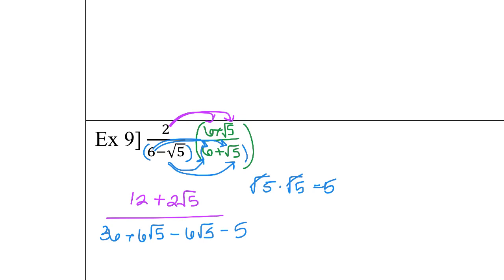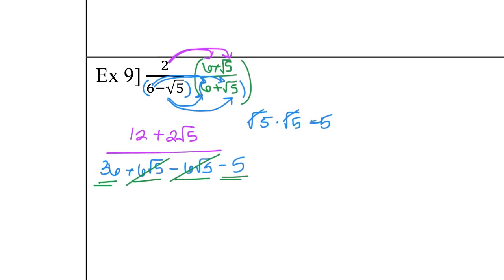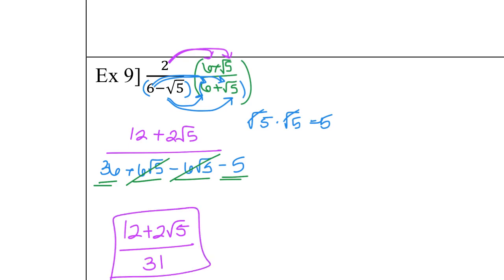Then combine like terms. In the denominator, I have 6 square roots of 5 minus 6 square roots of 5, so those add to 0. Then I have 36 minus 5, which makes 31. So we have 12 plus 2 square roots of 5 over 31. Again, check and see if you can simplify. 12, 2, and 31: all three of those are not divisible by the same number, so we are finished as far as simplifying.